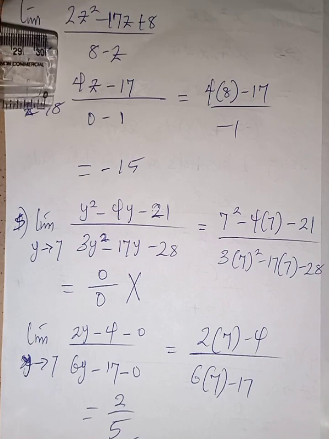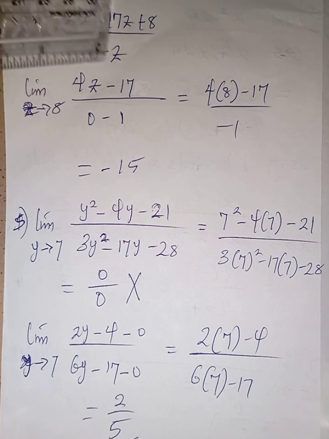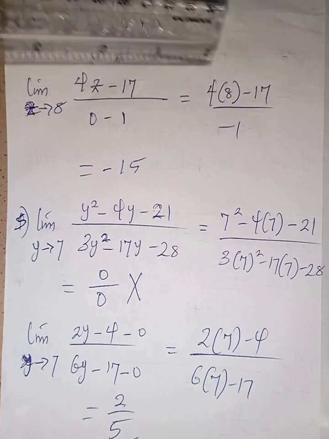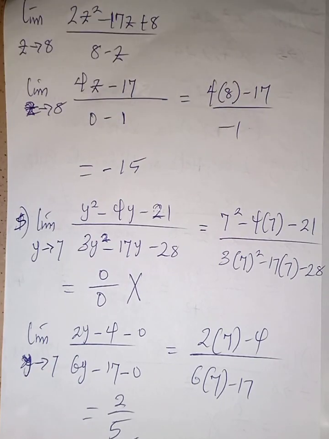So next thing, anywhere you see z, you put 8. You put 8 here, you're going to have this. Then if you solve this out, you're going to have 15 over minus 1, which is minus 15. Now, let's move to the next question, which is question 5.